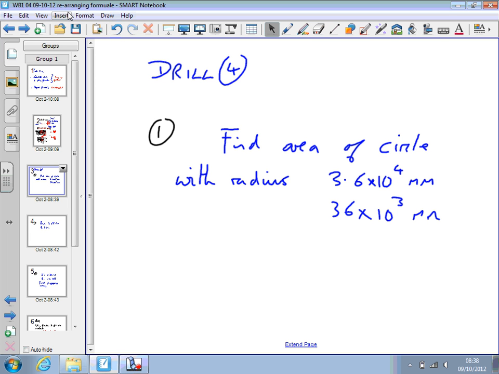Okay, so number one, find the area of a circle with a radius of 3.6 times 10 to the 4 millimeters or 36 times 10 to the 3 millimeters. Can you see that they are the same number? 3.6 times 10 to the 4 means I have to actually move the decimal point 4 places to the right to get it to where it should be. So if I shift it one place to the right to here, then I've only got 3 more to go, and now it's in engineering notation.